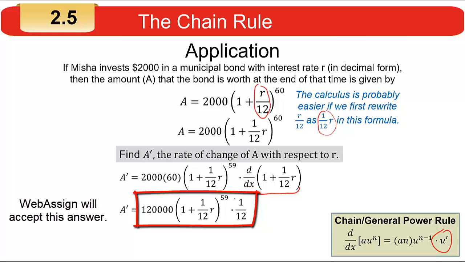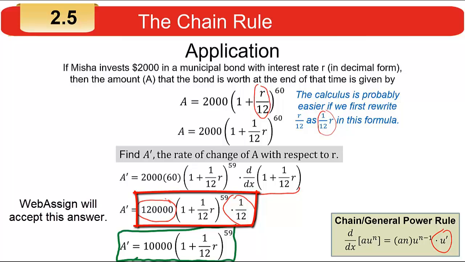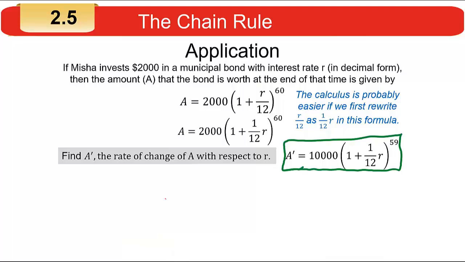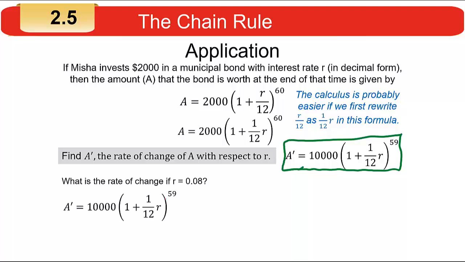And of course, if you want to simplify it a little bit, you can multiply the two numbers together, and multiplying by 1/12 is like dividing by 12. So either way you do it, you end up with 10,000 times the quantity 1 plus 1/12 R to the 59th power. And that's the answer to that question. I do want to ask a second question related to this, though. What is the rate of change if R is equal to 0.08? In other words, 0.08 is 8%, written as a decimal. All you have to do is plug 0.08 in for R and calculate.